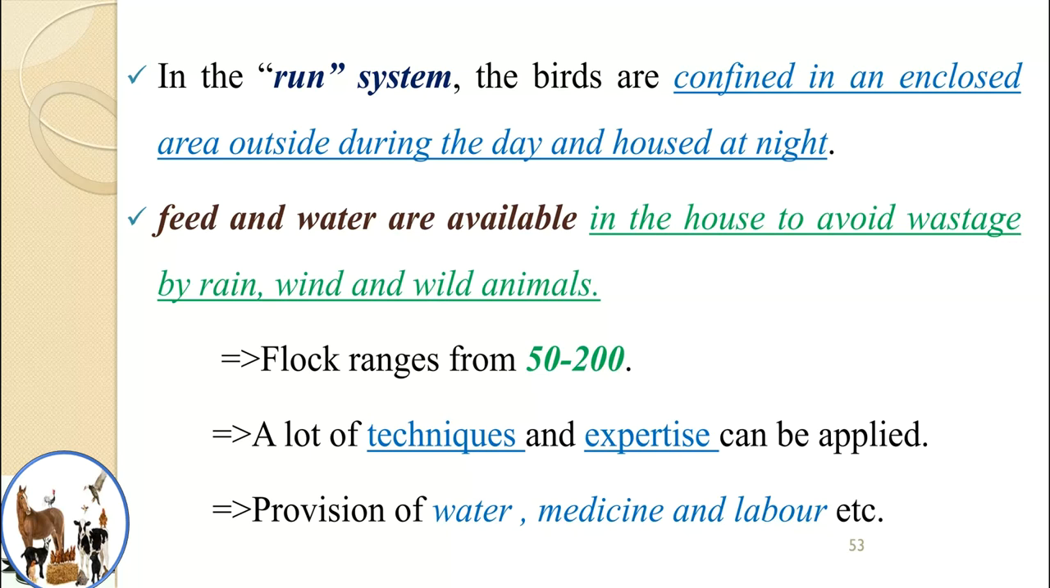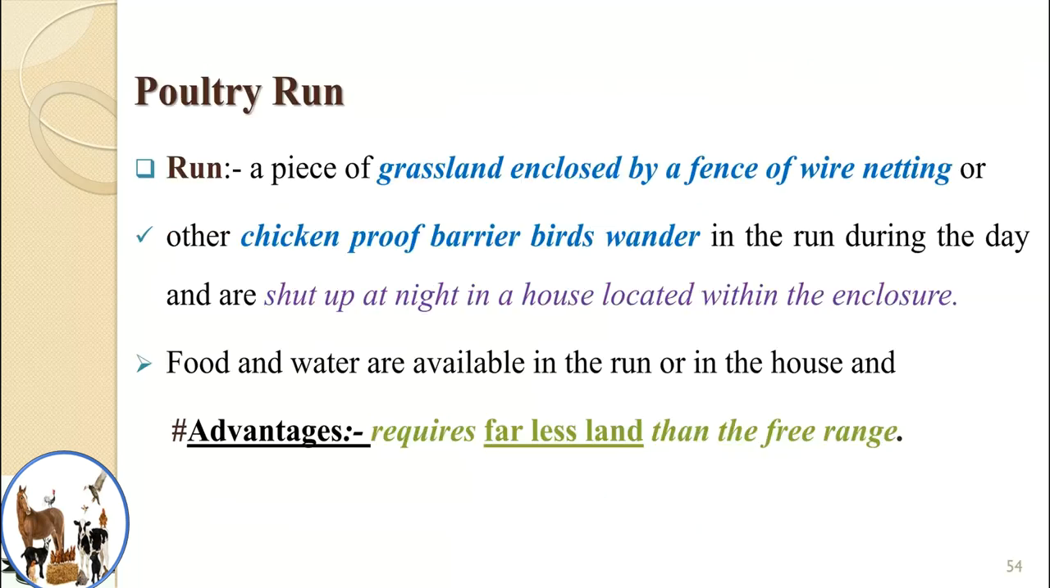A lot of techniques and expertise can be applied, and a variety of methods have come for the animals which need to be caged. Provision of water, medicine, labor, and sometimes the cleaning up of all these matters, etc., are involved in this type of rearing system. And another word is called the poultry run.